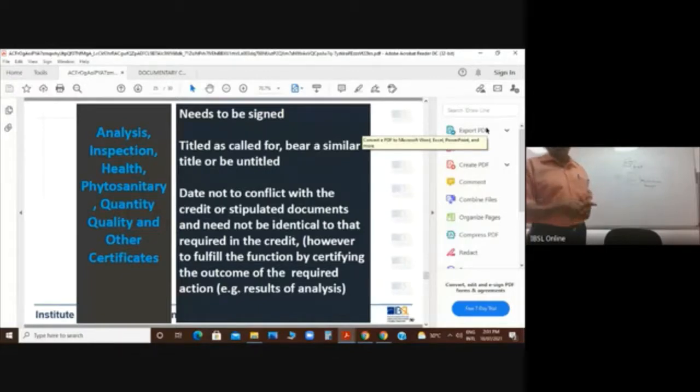Registrar has to confirm. But there should be a signature. Without the signature, no certificate is valid. Right? It's a must. Like that, there are so many certificates and documents you can see in the international trade operations.